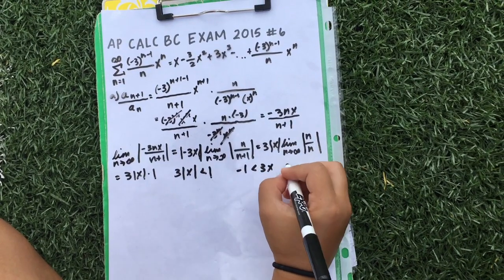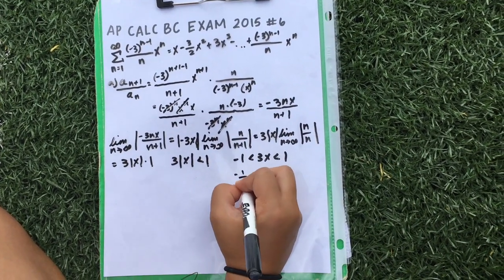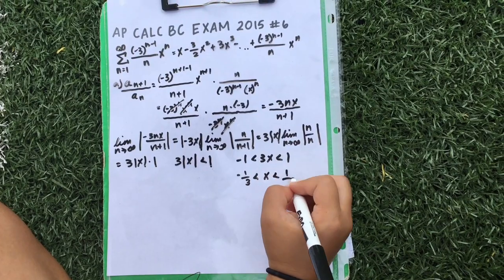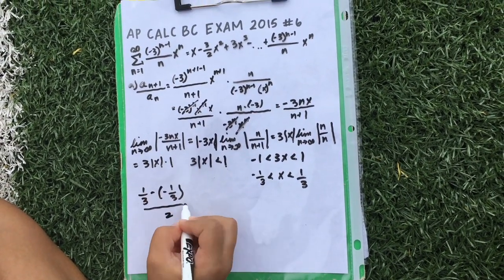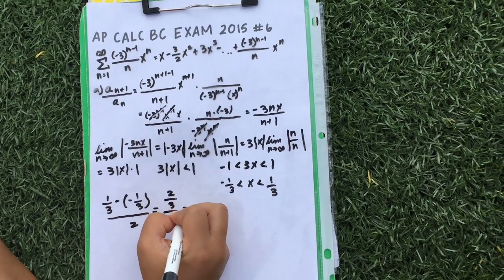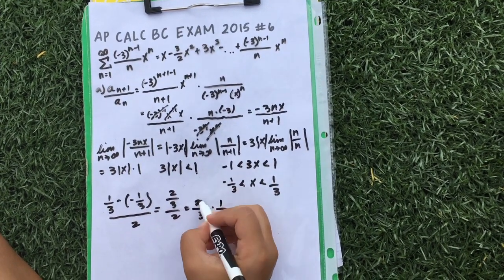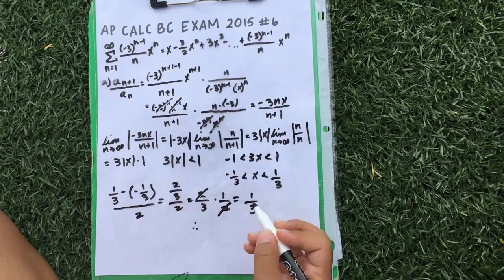Then you write the inequality as you normally would when dealing with absolute values and solve for x. What you end up with is the interval of convergence. In order to solve for the radius of convergence, you simply find the distance between the 2 points and divide by 2. And that's how you solve part A.